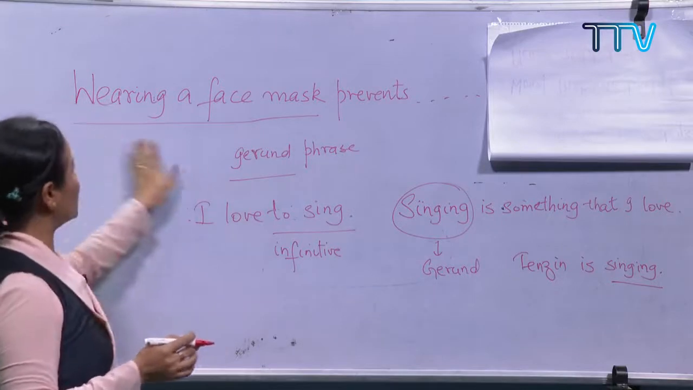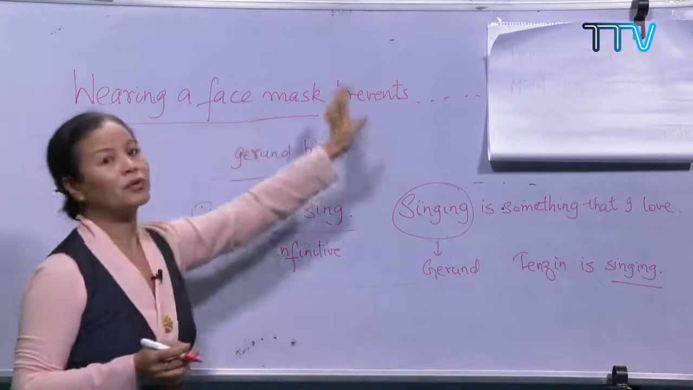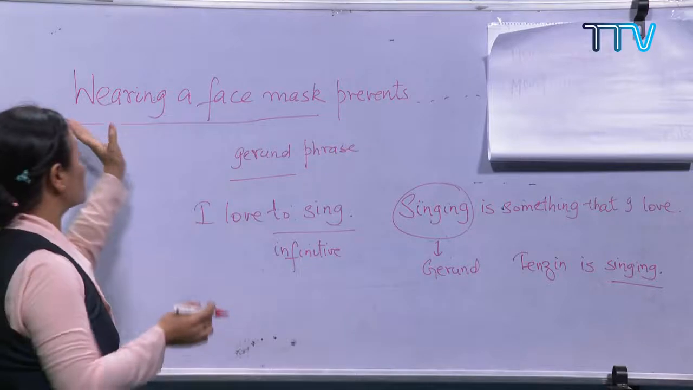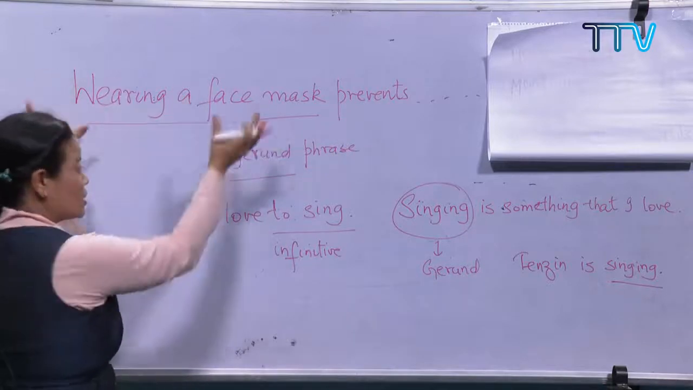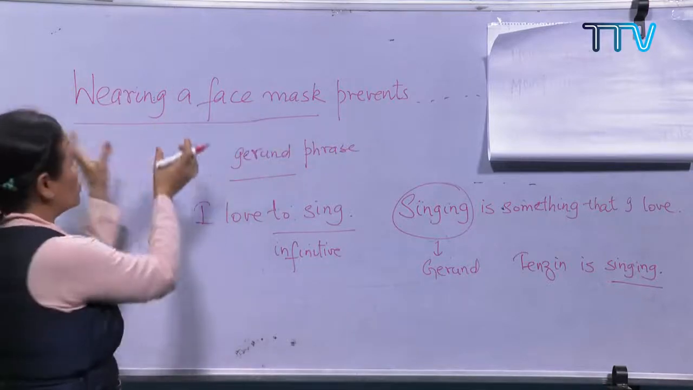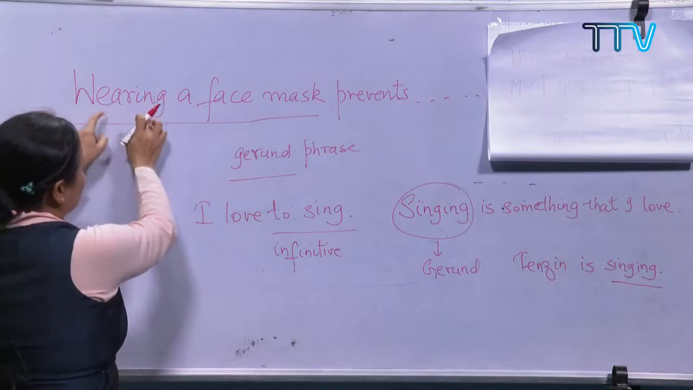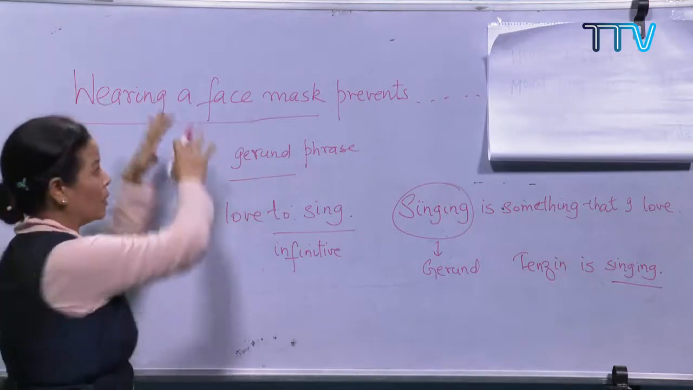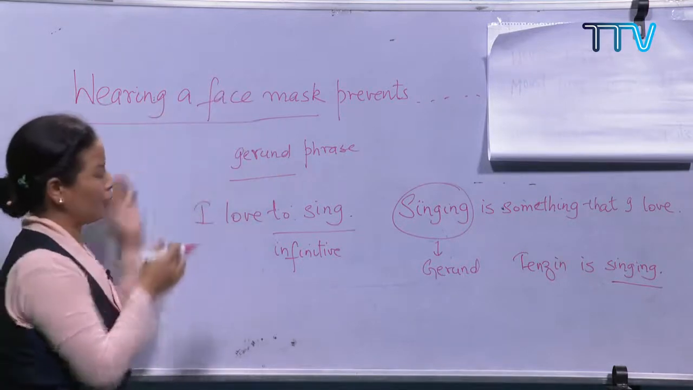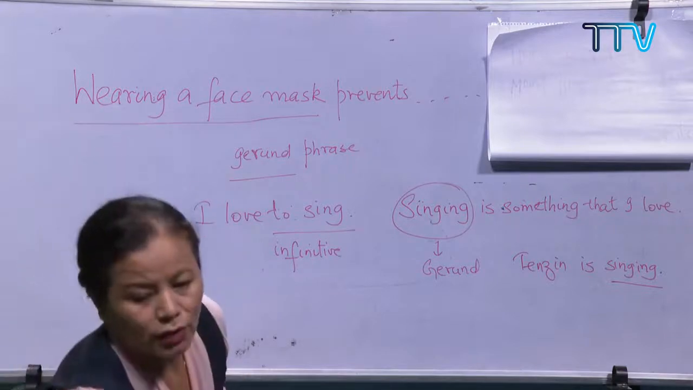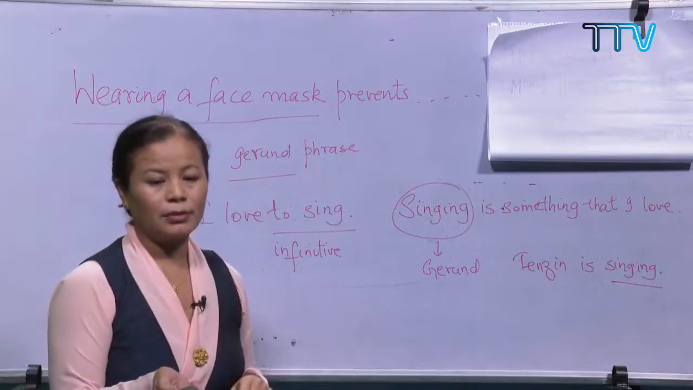So gerund phrase here: wearing a face mask prevents the spread of disease. So wearing a face mask, this is then an activity. So we are not looking at this word as a verb, but a noun, right? So that is one, and then let us look at another example.